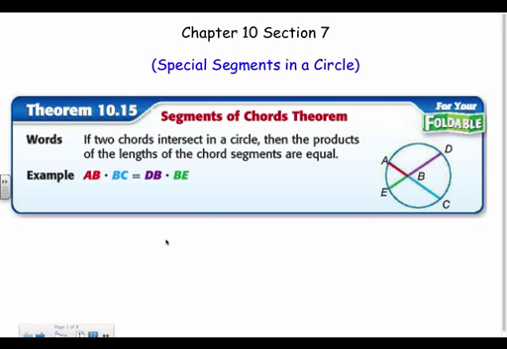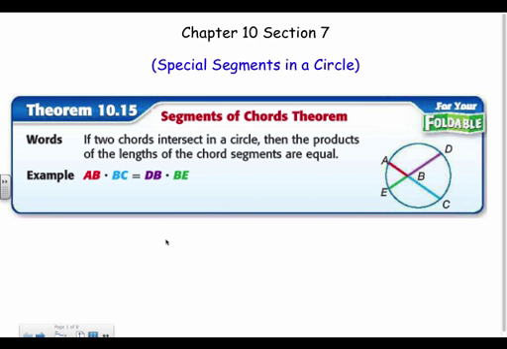Yesterday we took a look at what happens with intersections inside the circle, on the circle, and outside the circle, and the angle measures. What's happening to the angles that those secants that intersect make? Today we're going to look at the actual segment distances rather than the angles.